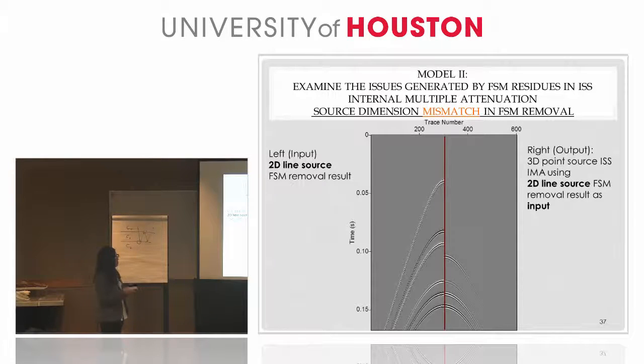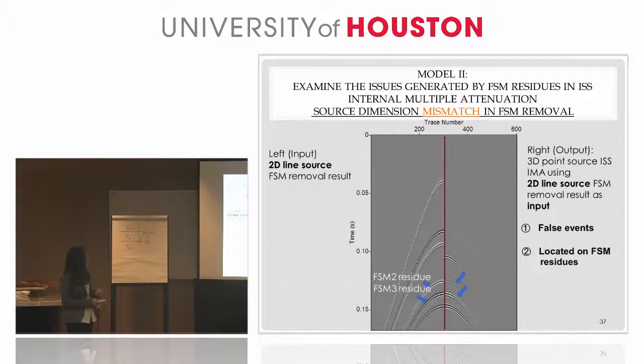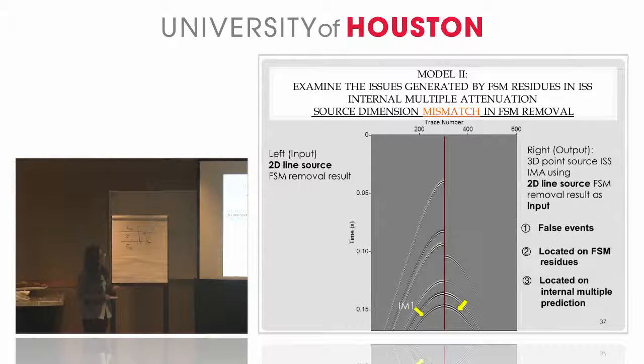And then we can categorize them into 3 kinds. The first kind is the false events, which means this kind of events in the prediction does not exist in your original data. The second kind is the events located on the free surface multiple residues. In this specific case, if you subtract the right panel from the left panel here, you will enlarge the free surface multiple residues. And the third kind is the worst, which is located on the internal multiple prediction, which means that this kind of artifact can over-enlarge this internal multiple prediction, which makes it no longer an attenuator.